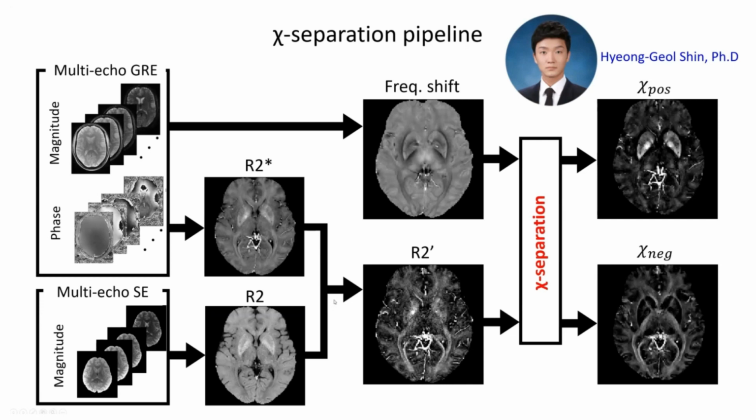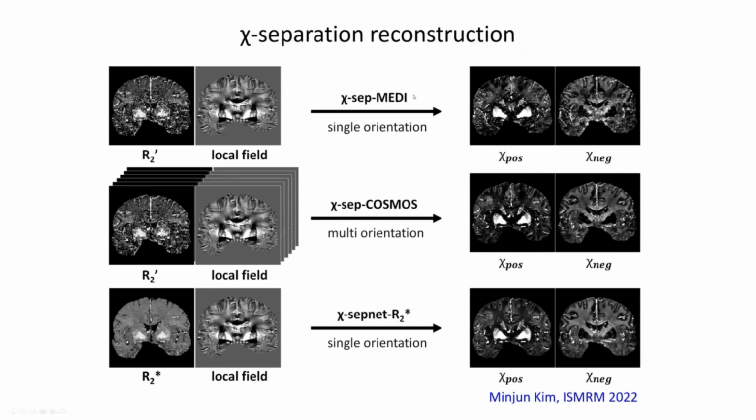Together with the frequency shift, we can put them as the input of the chi separation algorithm, generating these positive and negative susceptibility maps. Again, you have multiple reconstruction options. Just like the QSM reconstruction, you can use this MEDI regularization with a single orientation R2 prime and field map so that you can generate this positive chi and negative chi. This technique still suffers from streaking artifact, for the same reason as conventional QSM.